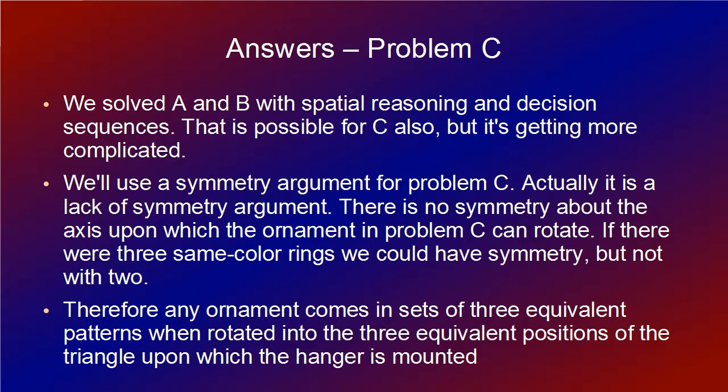If there were 3 same colored rings, we could have symmetry, but not with just 1 or 2. I'll have an equilateral triangle surrounding my hanger that looks different in each of the 3 alignments that occur as we rotate it. Therefore, any ornament comes in sets of 3 equivalent patterns when rotated into the 3 equivalent positions of the triangle upon which the hanger is mounted.